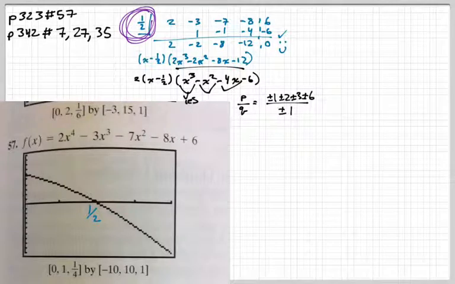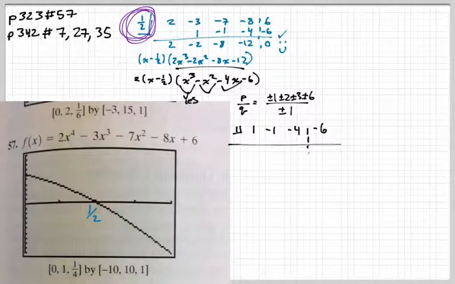Just for the sake of time, I'm going to try one wrong one and then do the correct one. So you would probably try 1 first: 1, negative 1, negative 4, and then negative 6. Bring down the 1. Then 1 times 1 is 1, we put it right there, and we get a 0. 0 times 1 is 0. Then I add those together, I get negative 4. Negative 4 times 1 is negative 4. This is not going to be a 0, so 1 is not a zero. Let's cancel out the 1.